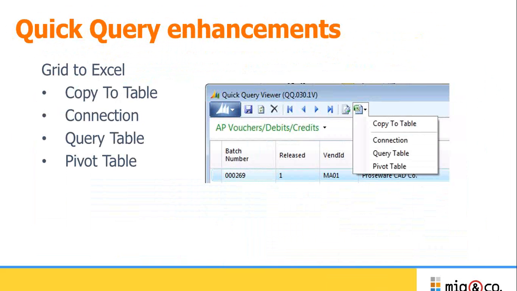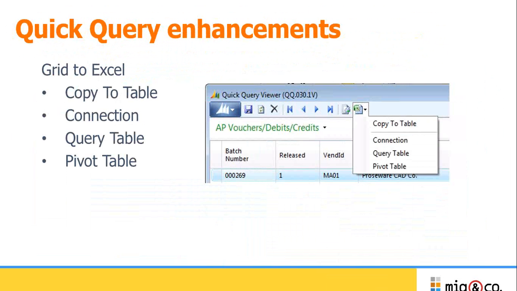The next thing that I want to talk about is that in a quick query you could export the report to Excel. We know that you could do that, no big deal. But now you can copy this quick query onto Excel and set a connection to refresh that Excel. So anytime that Excel is opened, it does that.